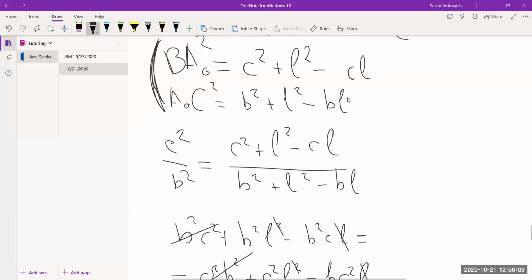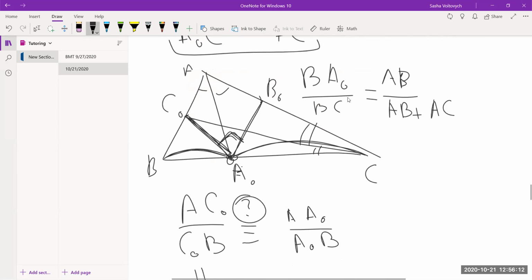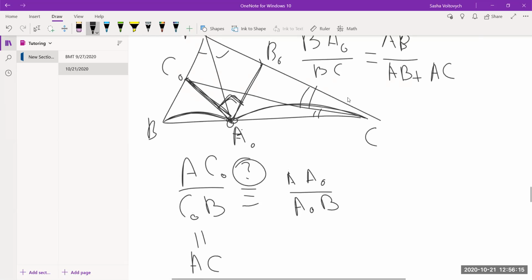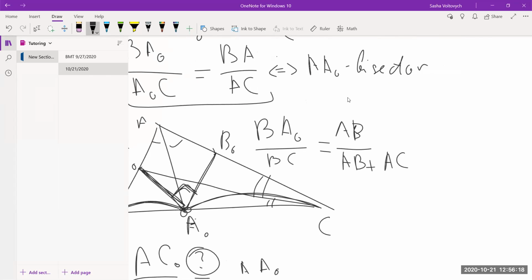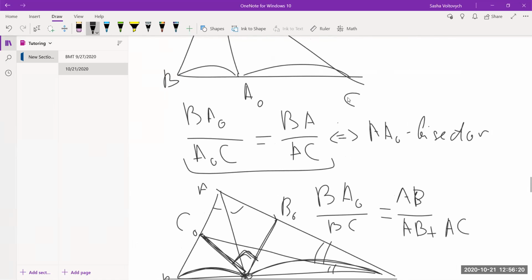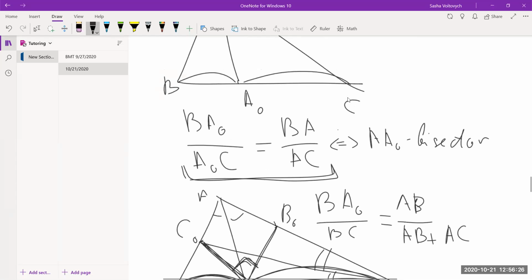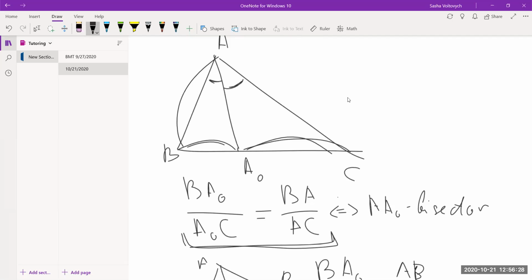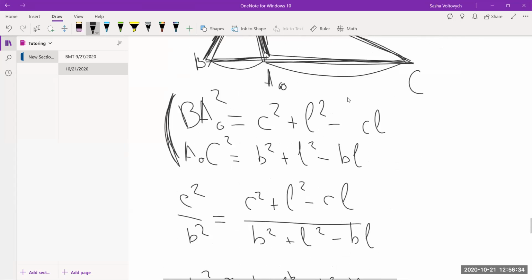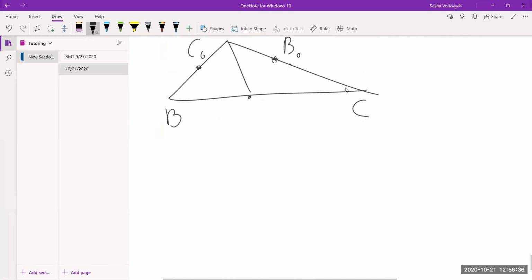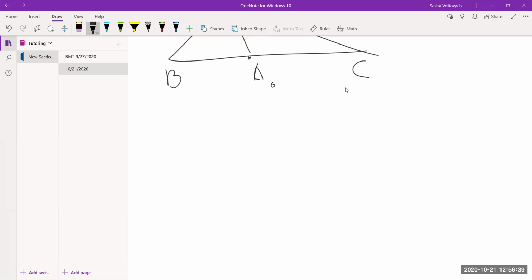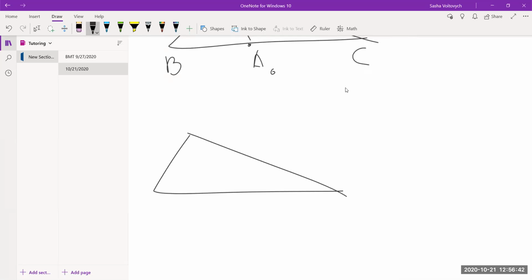So I told you about the lemma that if we have a bisector, then the ratio of these segments is equal to the ratio of the sides. It can be generalized in the following way. So if we have a triangle ABC, now let's make it BAC and D.